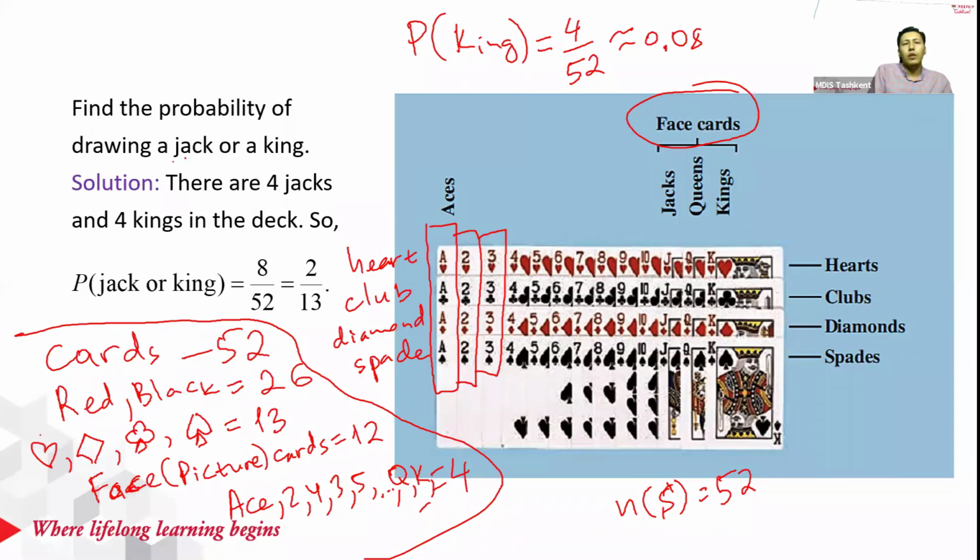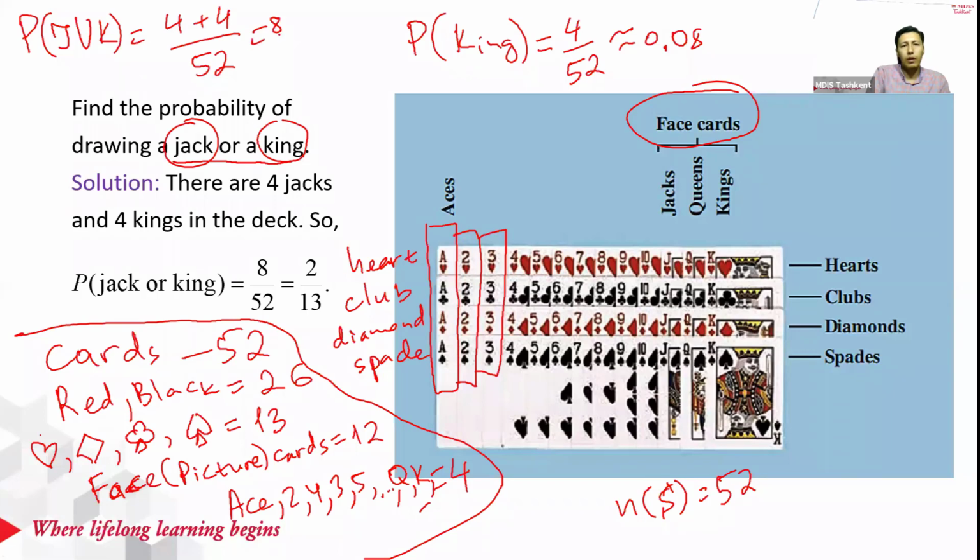Probability of drawing a jack or king. So how many jacks do we have? 4 jacks. How many kings? 4 kings out of 52. So it is 8 over 52, or 2 over 13, or if you divide 2 by 13, you get 0.15.